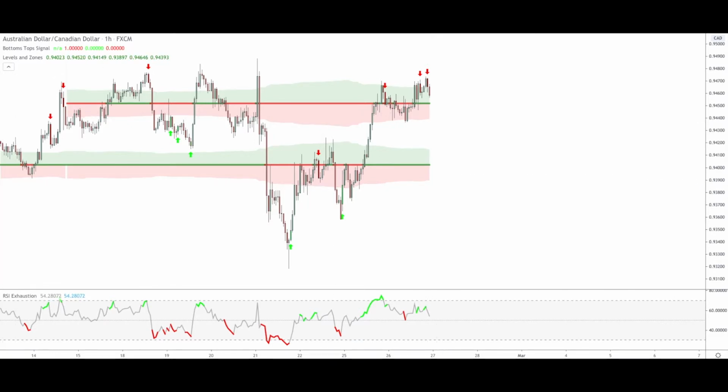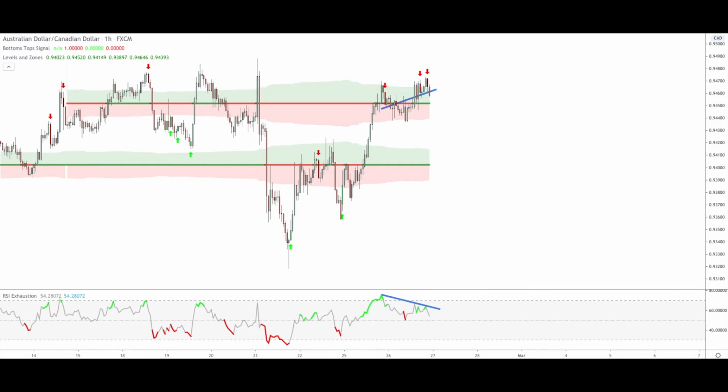It's an interesting opportunity and it's very clear. So we have the price which is moving higher, but at the same time we have the RSI which is moving substantially lower. The first condition that we always check when we look at the charts with the bottom stop signal and the RSI exhaustion is to have divergence between the price and the RSI exhaustion. And in this case, we do have divergence, so the first condition is met.